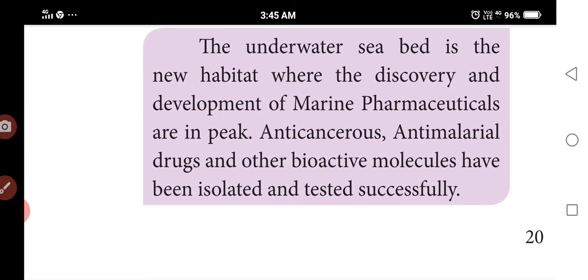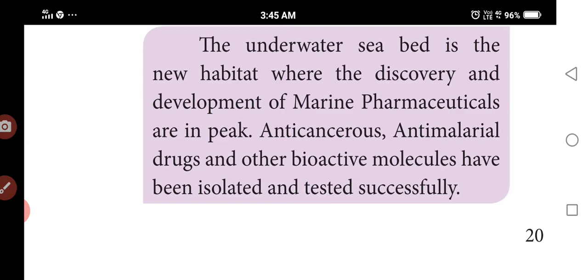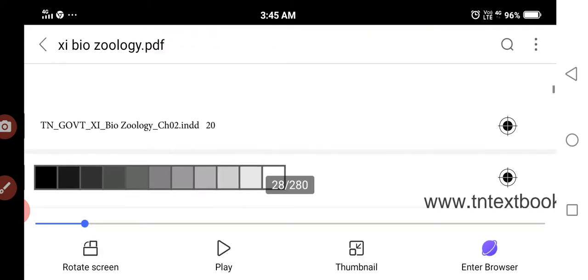They are buried in the seabed. These are seabed sponges.